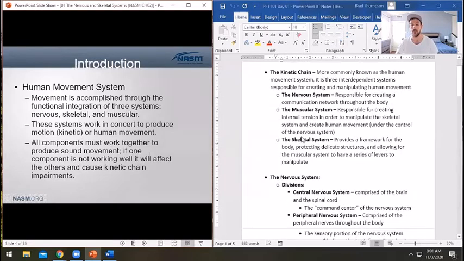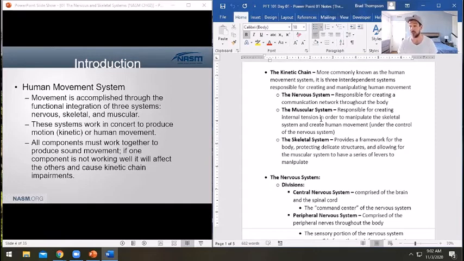So as we're looking at it, this PowerPoint's kind of split up into 2 days. You've got the human movement system in general, right? That is more commonly referred to as the kinetic chain, or back and forth, I guess. And it's 3 interdependent systems that work together that are responsible for creating and manipulating human movement. So when we look at the kinetic chain, the reason we call it a chain is because you want to think that they're linked together. And when one link in a chain is compromised, it's going to affect the other links. Yeah, that's where that phrase comes from.